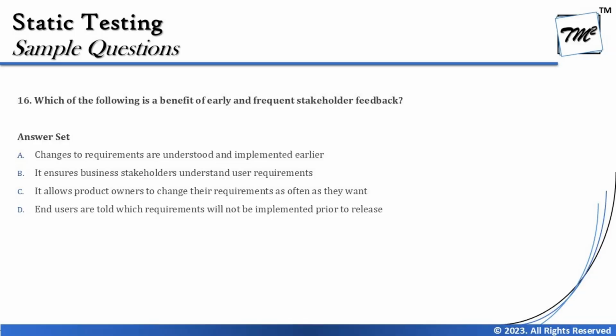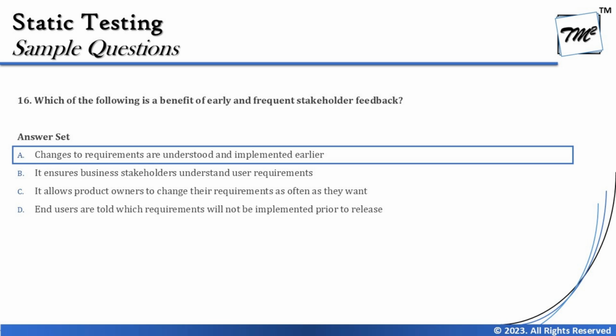However, a particular activity may look absolutely correct for a particular situation, but is it relevant to the question being asked? Many people go wrong with that part, thinking, yeah, this is true, this happens in my agile process. But is this a benefit of early and frequent feedback? Answer is no. Then why are we picking that, right? So let's conclude. The right answer for this particular question is A, that is, changes to requirements are understood and implemented earlier because we will understand what the business wants to see first through these early and frequent feedbacks. Let's move on to the next question.